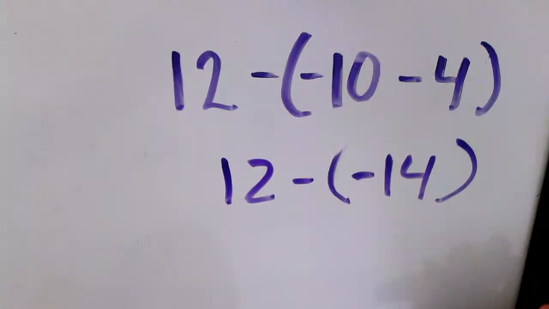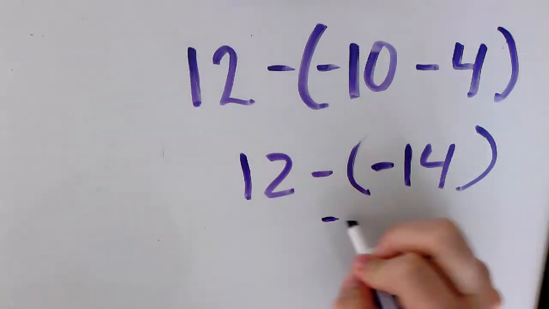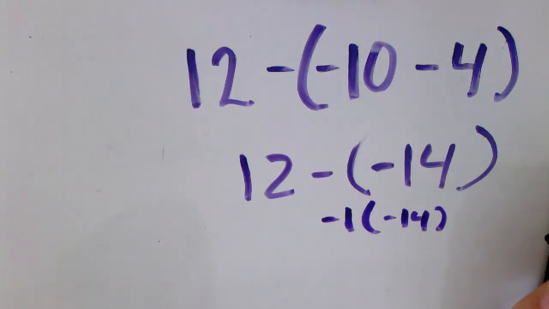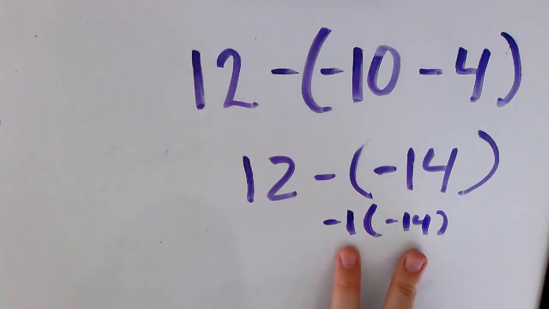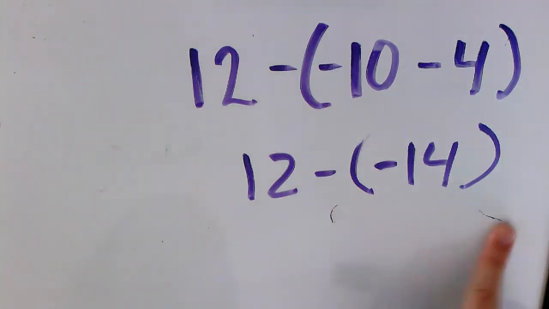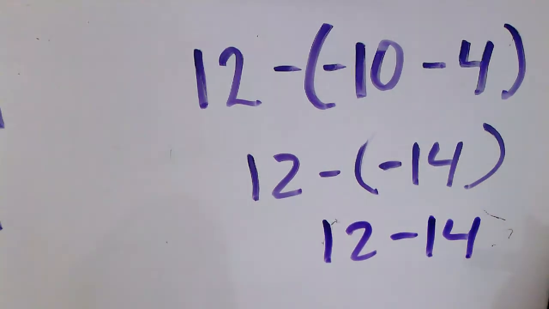When I have a parenthesis here, it is like multiplication. And so what I'm going to do is I'm going to pretend that this is a negative 1 times a negative 14. This is a bit of a preview for multiplying integers, which is what we are going to be doing next week. So when you multiply two negative numbers together, you get a positive number. So this double negative right here becomes positive. So I am going to rewrite this as 12 plus 14.